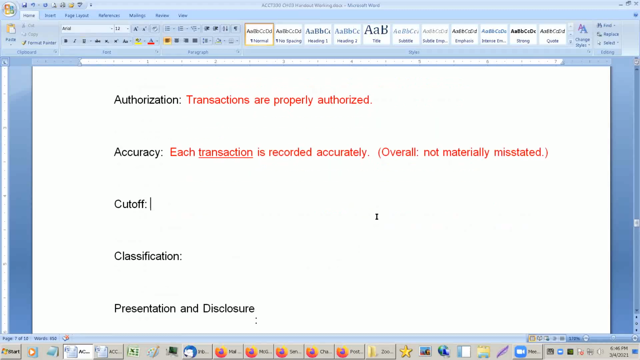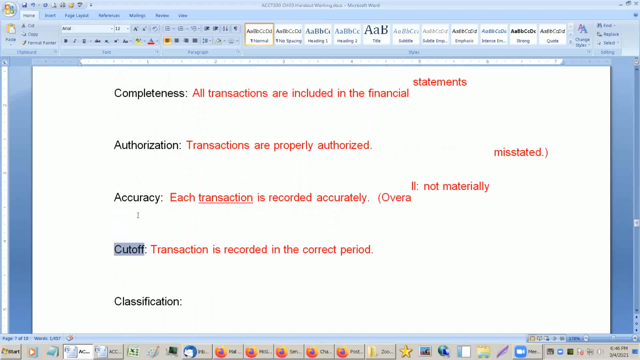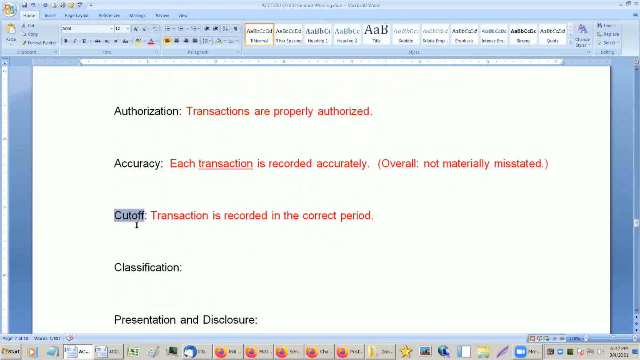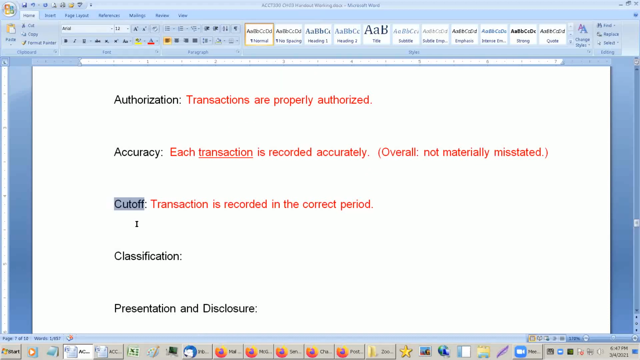Cutoff. Transactions recorded in the correct period. So if the sale is made on December 31st, it's included in that year's sales. If the sale is made on January 1st, it's included in the next year's sales. This one's about 10 years old. It's one of the newer ones, but not super new.